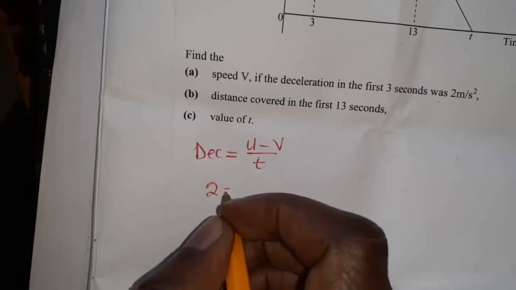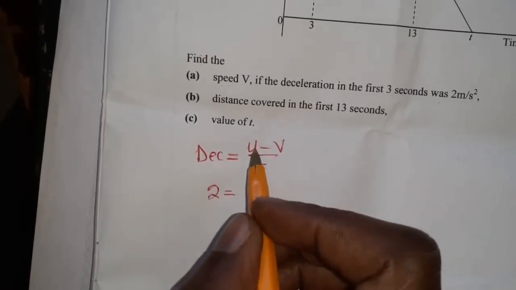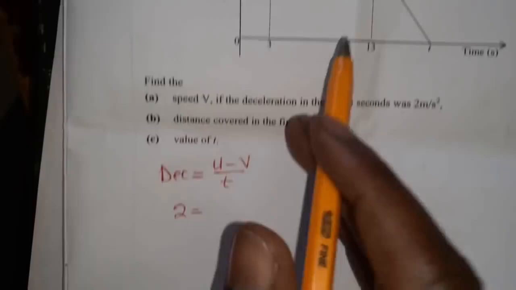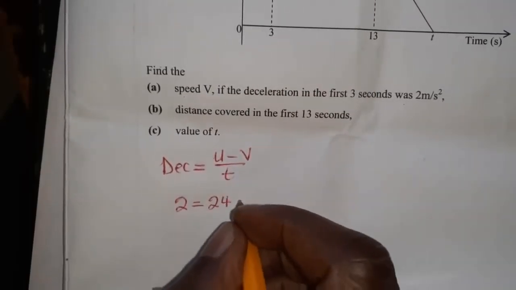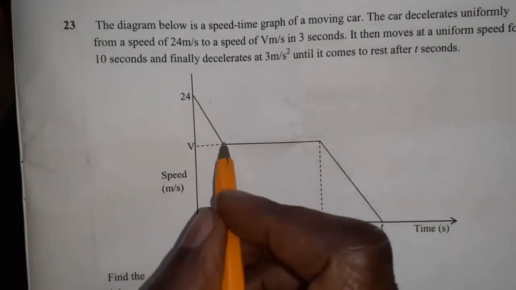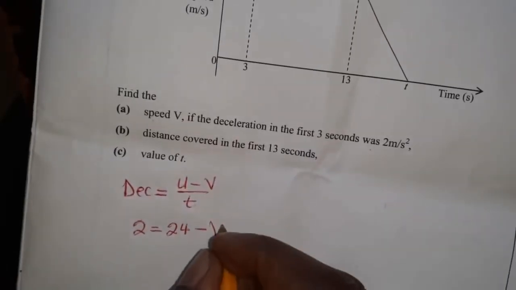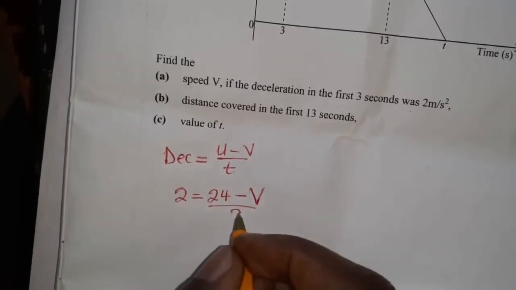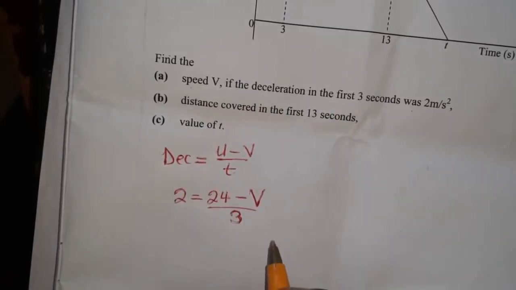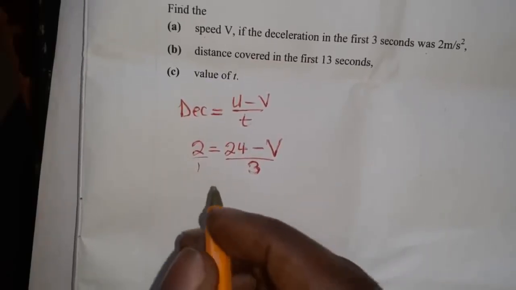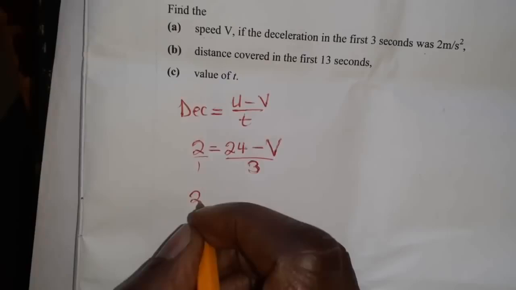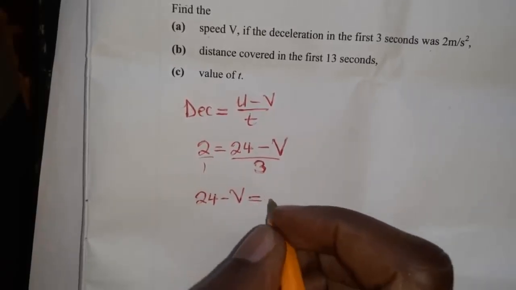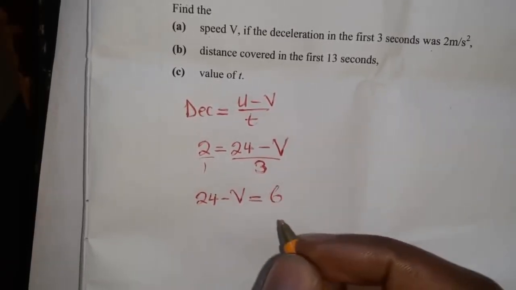Then this is given now as the initial velocity. Remember, the velocity is this side. So it started from this point, which is 24, minus where it ended here, the final part, which is called v. And then the time is what? 3. The time is what? 3. So what do we do here? Cross multiply. We're going to get 24 minus v is equal to what? 6, isn't it?